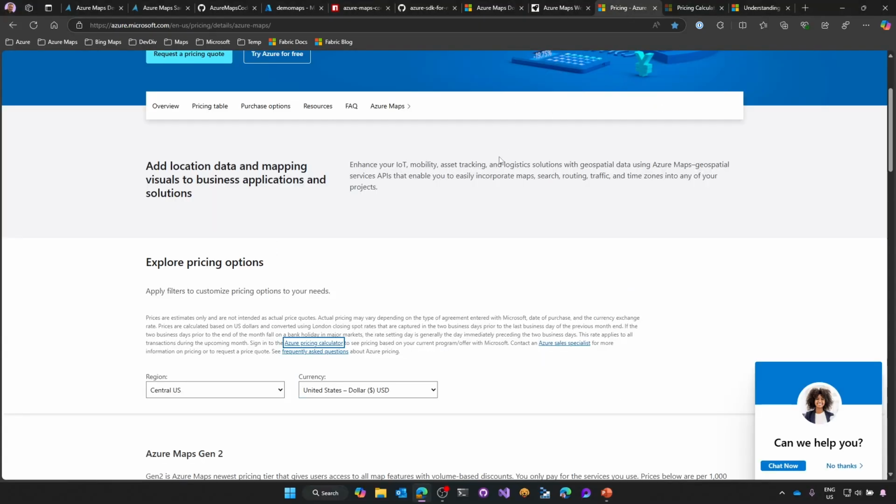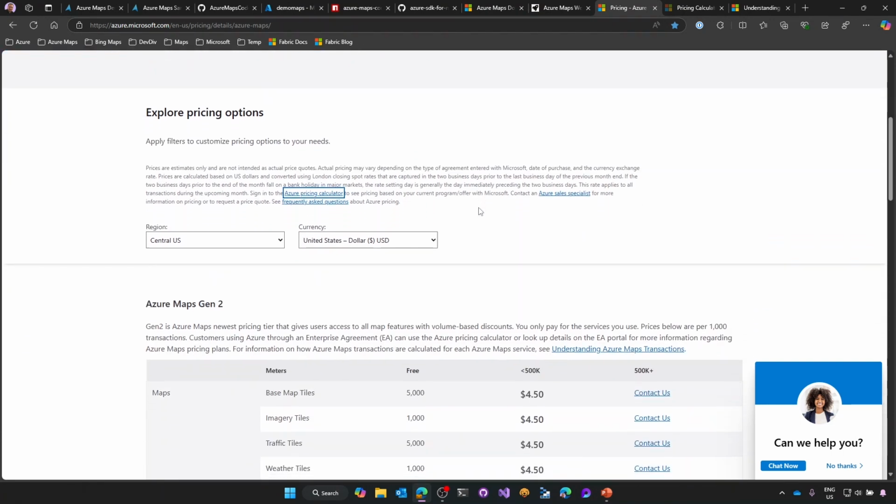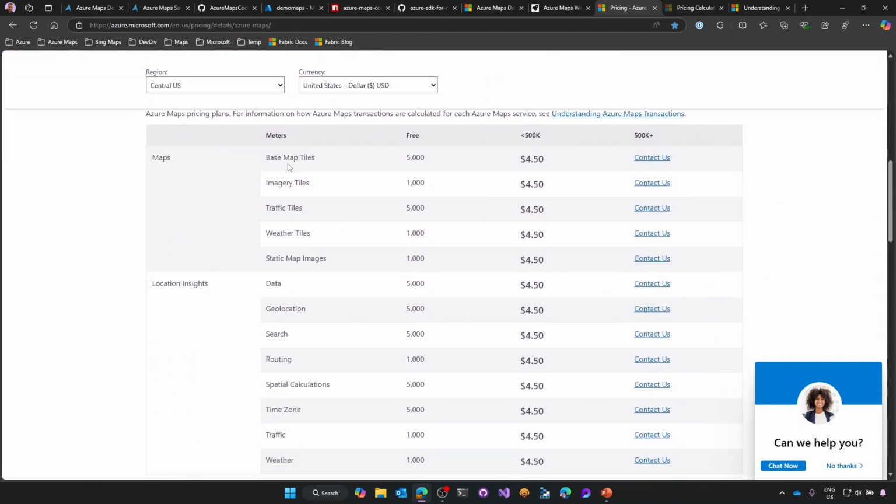So we have an Azure Maps pricing website where you see basically the different services that we have in Azure Maps. You see the amount of transactions that you get free every month, what you can consume without any cost. And if you consume more than, for example, 5,000 tiles in a month, then you basically pay $4.50 per thousand transactions. So that is a good thing to know.